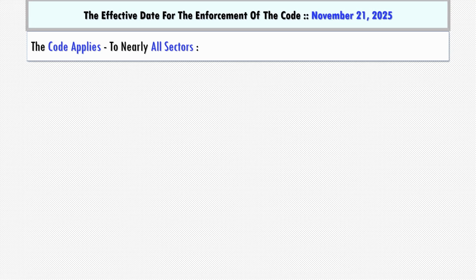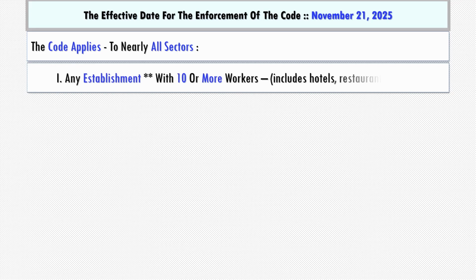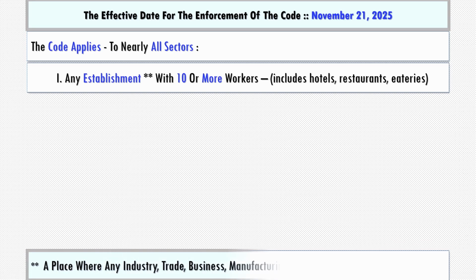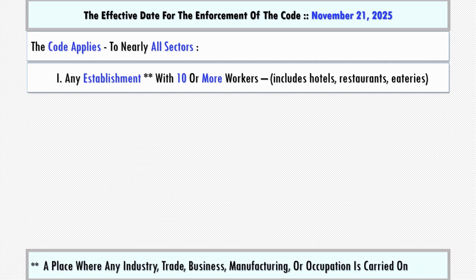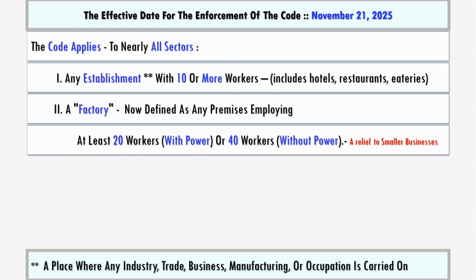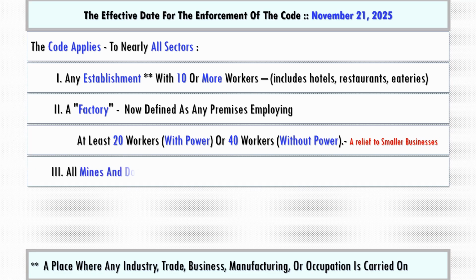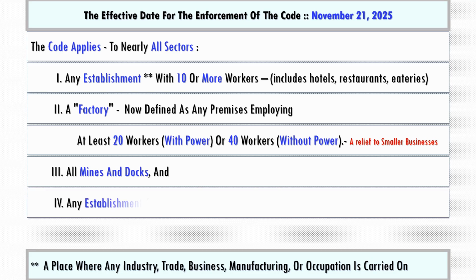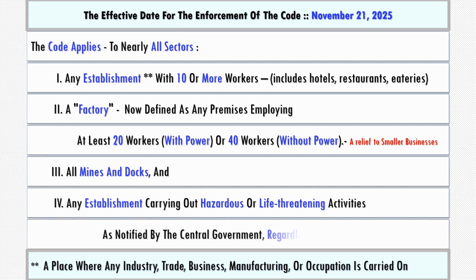The OSH code specifies its coverage in terms of four sectors. First, any establishment where any industry, trade, business, manufacturing, or occupation is carried on with 10 or more workers. Second, a factory where at least 20 workers with power or 40 workers without power are engaged in operations. Third, all mines and docks. And the fourth sector, any establishment carrying out hazardous activities regardless of the number of workers involved.